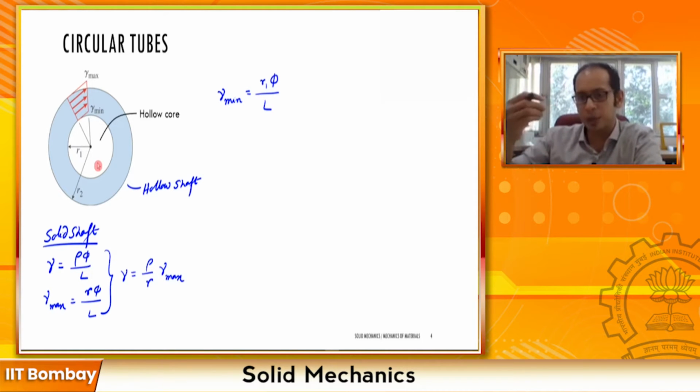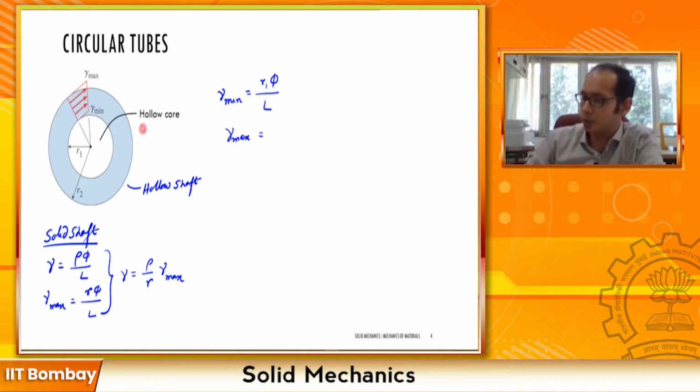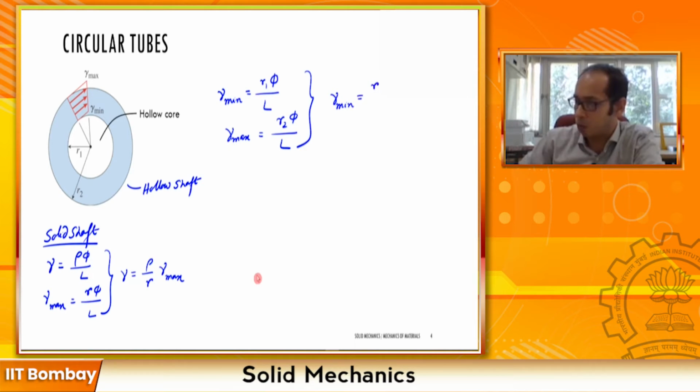So now if you are starting to take notes from this point onwards, you see what I wrote over here. Following this relationship, I wrote this one for the inner radius R1, and also for the outer radius I'm going to have gamma max is going to be R2 times phi divided by L over here. Now if I use these two expressions, similar to what I did over here, what I can write is gamma minimum is going to be R1 by R2 times gamma maximum, right?